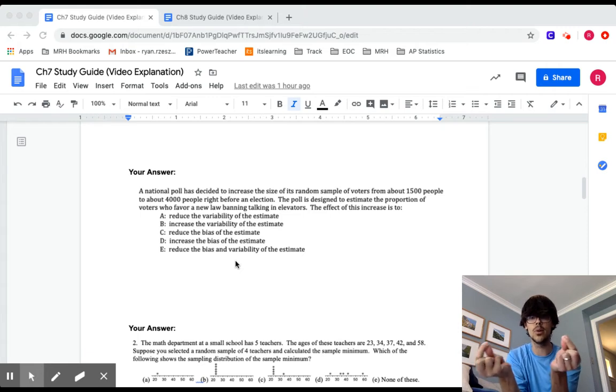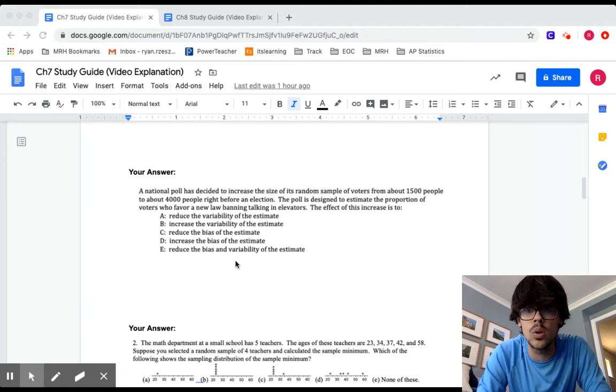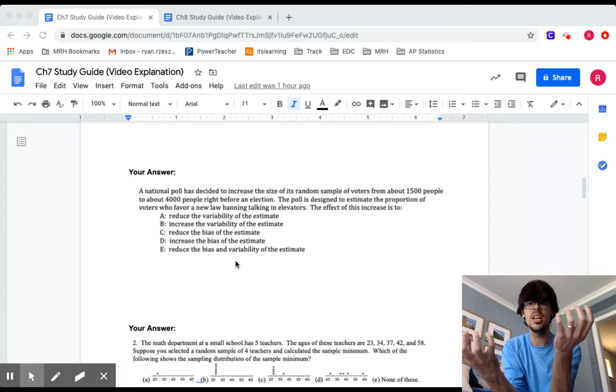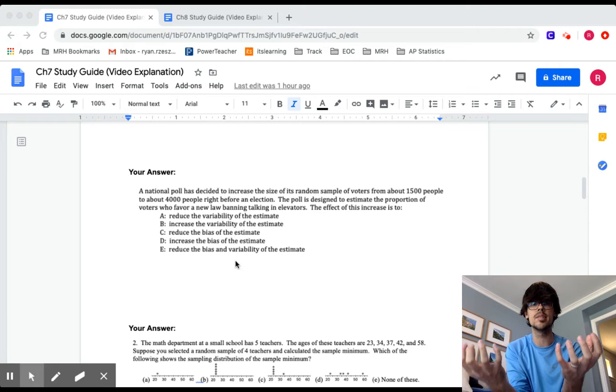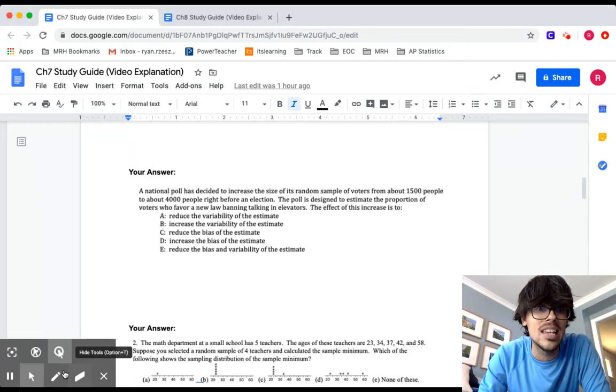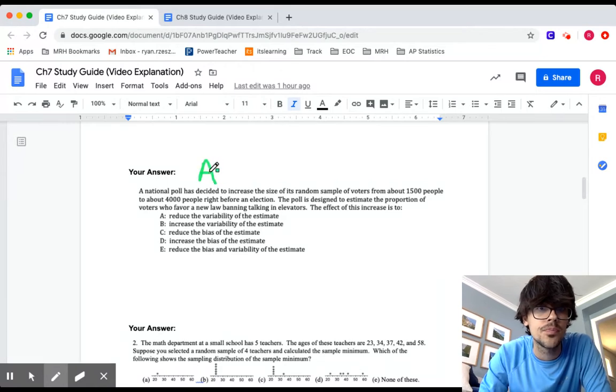There's going to be a lot of variability in the spoons, because maybe this one's mostly chocolate and this one's mostly vanilla. But if I take a bigger scoop out of that ice cream, this scoop and this scoop are probably going to be somewhat similar. When you increase sample size, you decrease the variability between estimates, because this sample is probably going to be similar to this sample right here. So the correct answer to this first question is choice A. It will reduce the variability of your estimates.